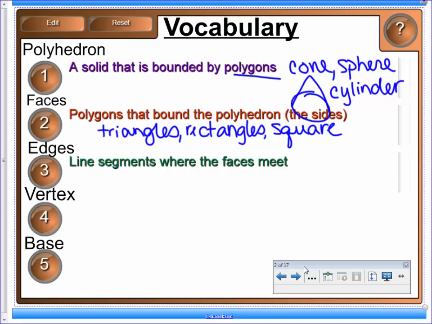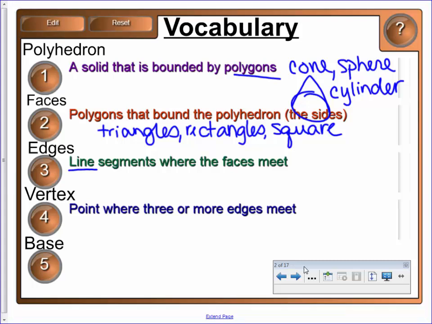The edges of a polyhedron are the line segments where the faces meet. So wherever two faces meet, you have an edge. A vertex is a point where three or more edges meet. So if you take a look, we have a line, a point, and technically this is a plane. So we're using all those vocabulary words from chapter 1 to form these three-dimensional figures.